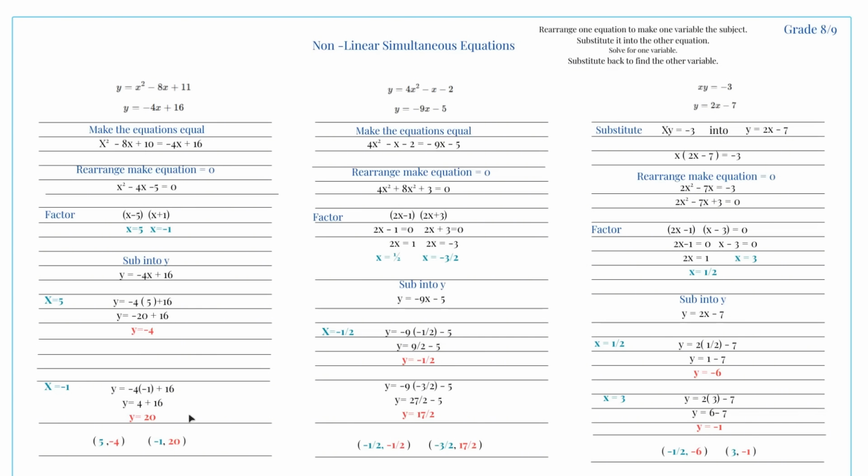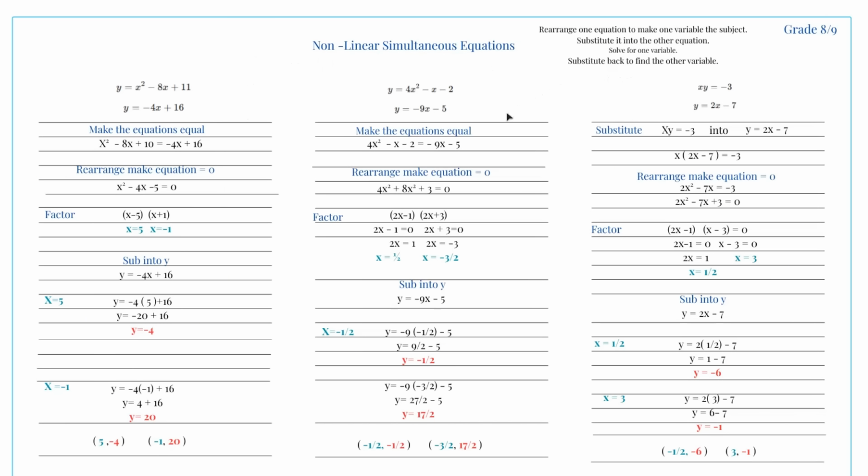So the actual answer to this question, because remember, there's 2 answers. We have 5, which is our x, and minus 1, which is our x, minus 4, and 20. So that's that basic linear, non-linear simultaneous equation.